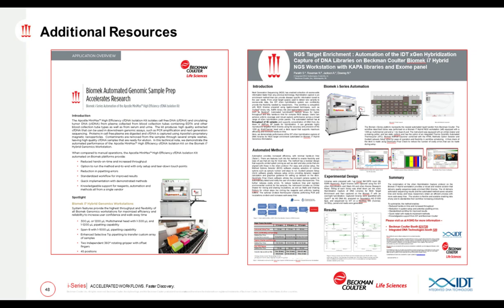We have several resources like application notes, overview flyers, and posters available for Apostle cfDNA extraction solution and IDT's xGen hybridization and capture, which cover the experimental design and data in detail and are available upon request. The xGen Prism DNA library prep project is currently in final stages of sample testing and will be available soon.